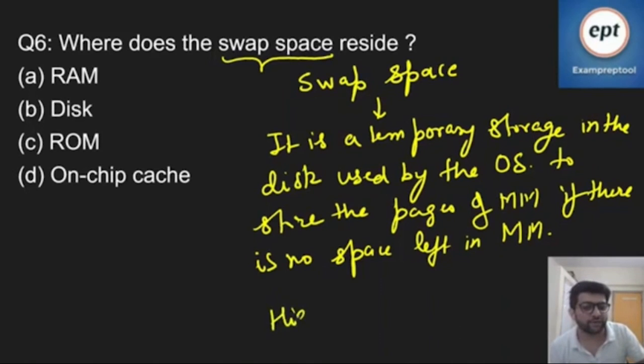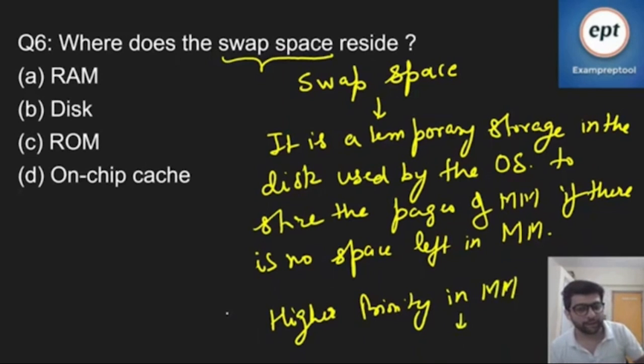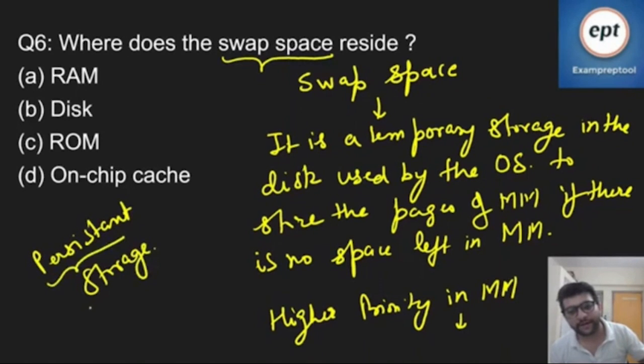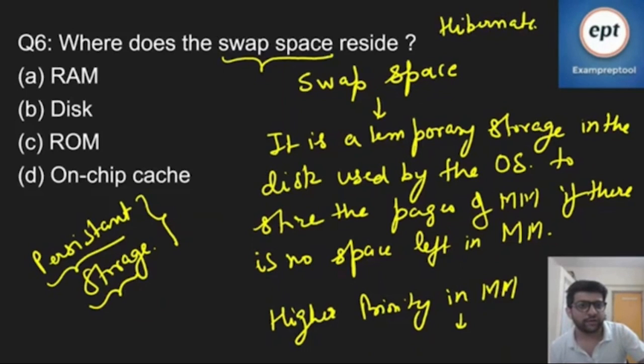If we want a higher priority process in the main memory, then the memory image of a lower priority process has to be kept somewhere, right? So it will be kept in the hard disk. It will be kept in a persistent storage. We need to keep it in a persistent storage. And since we are keeping it in a persistent storage, when we hibernate our computers, the complete memory image is also stored in the disk, which is our persistent storage, right?